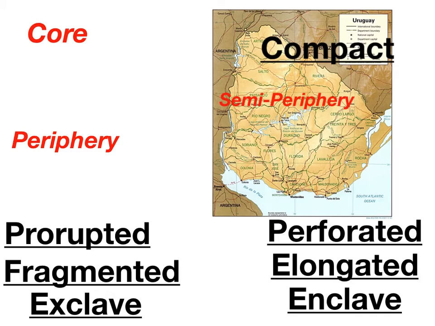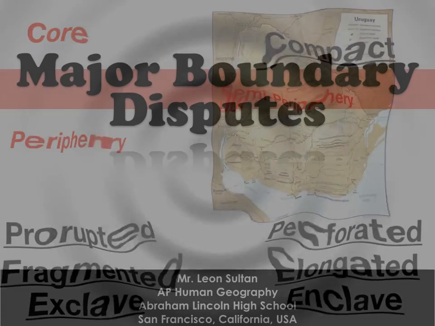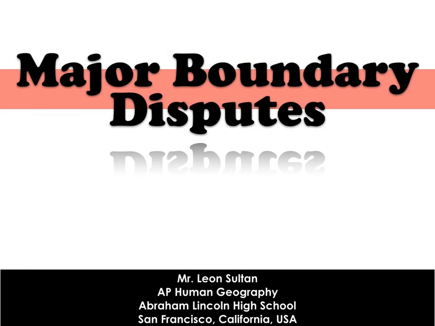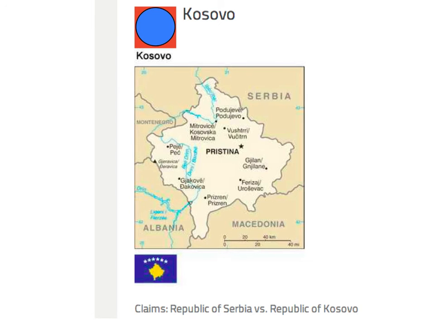Okay, good job on the quiz. Now the final topic of this lecture, major boundary disputes in the world. Okay, so the first major boundary dispute is located in Kosovo.